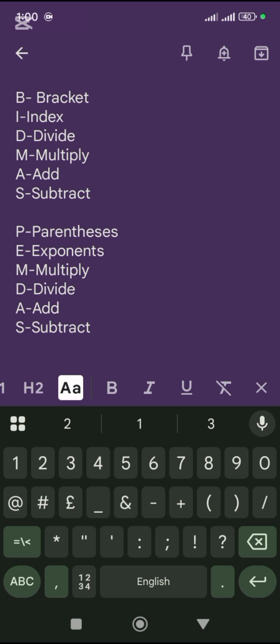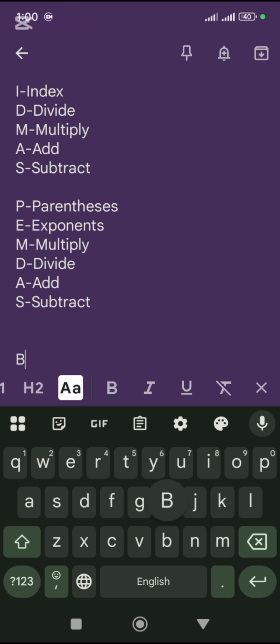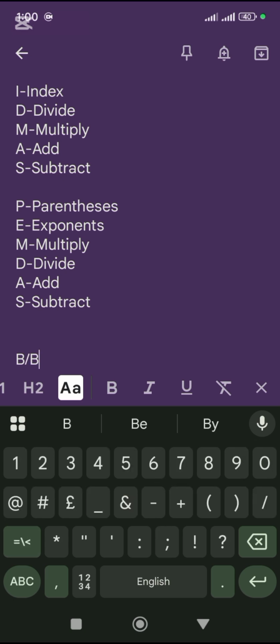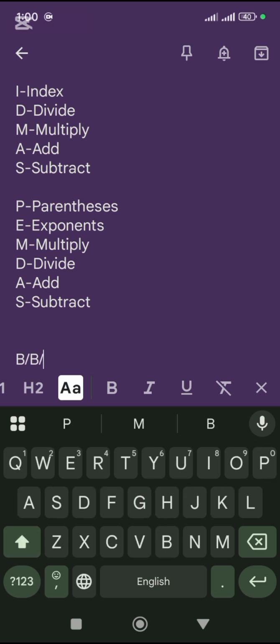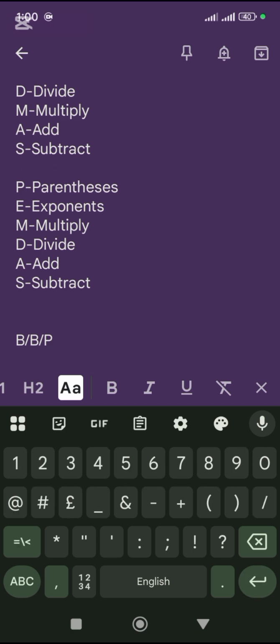However, there are a few things I would like to talk about here. The first is that parentheses is a type of bracket. And so the B in BODMAS, the B in BIDMAS and the P in PEMDAS all mean brackets. And we have 3 types of brackets, 3 types.